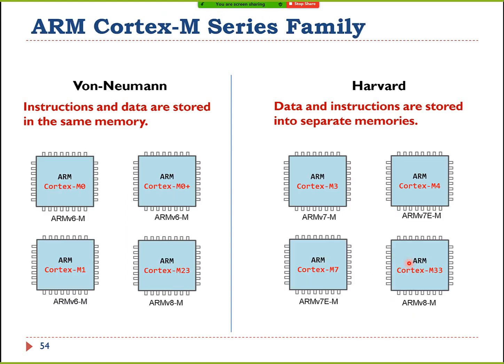If you look at the ARM architectures, Cortex M3, M4, M7 and M33 are all using Harvard, and the low performance Cortex M0 and M1 types of architectures are using the von Neumann architecture.